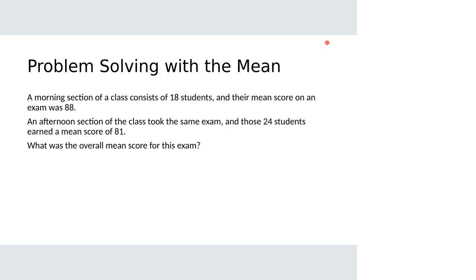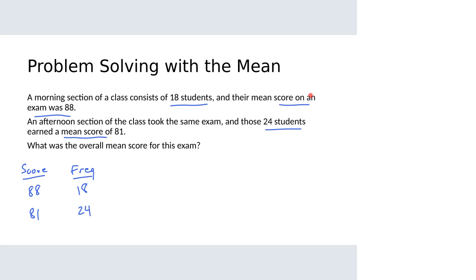I think the best way to handle this is by creating a frequency table. And basically what we've got is our score over here, and we've got our frequency over here. The mean score was 88, and there were 18 students who had that score. And we had a mean score of 81, and there were 24 students who had that score. So essentially what we've done here is we've created a data set that has 18 88s in it and 24 81s in it.